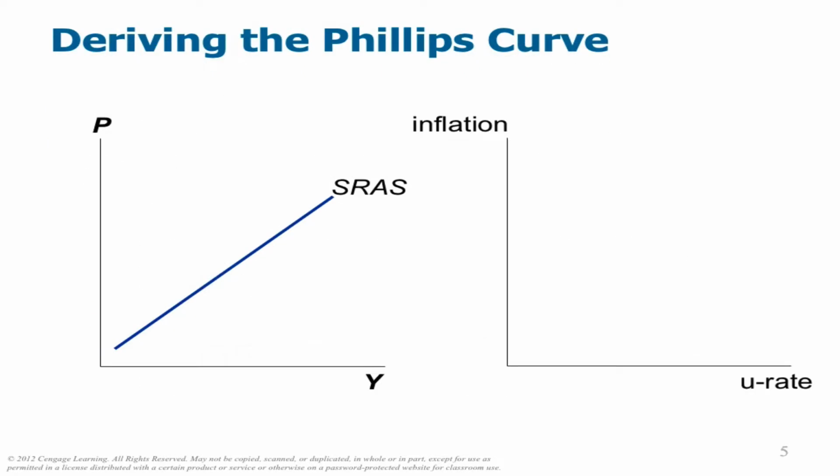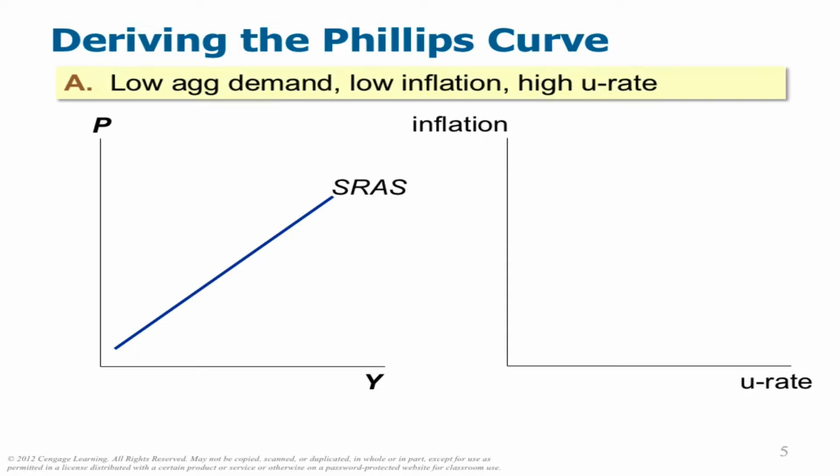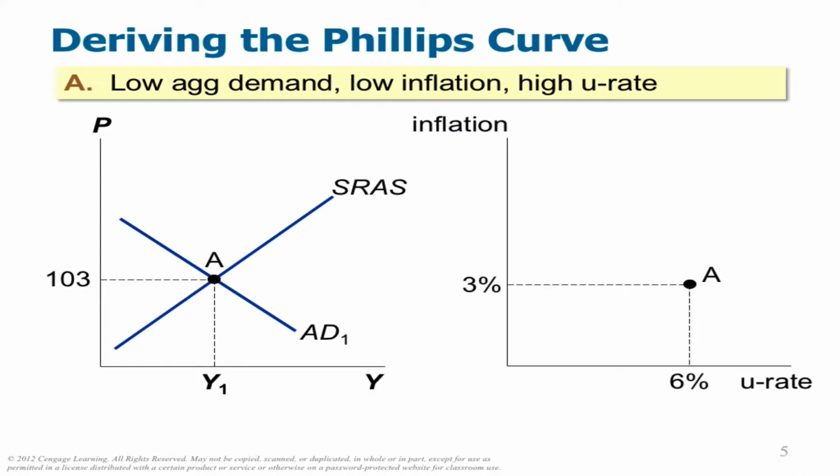So here's your short run aggregate supply. We're going to do the low demand one. So our price level, remember we started at 100, now it's 103. Okay. Carry that over, and you end up with an unemployment rate of 6%, correlated with inflation of 3%. How do you know which percent to put down? They're giving it to you.